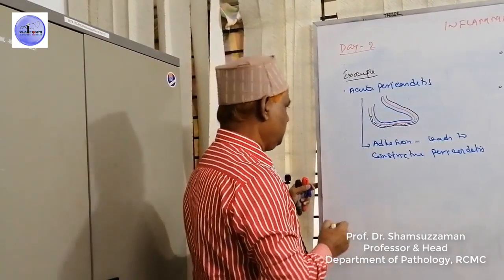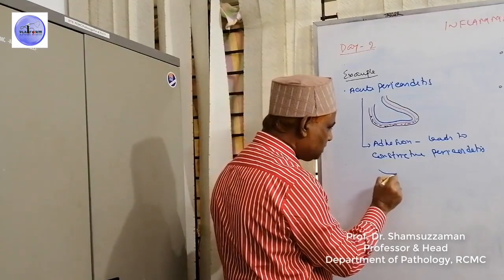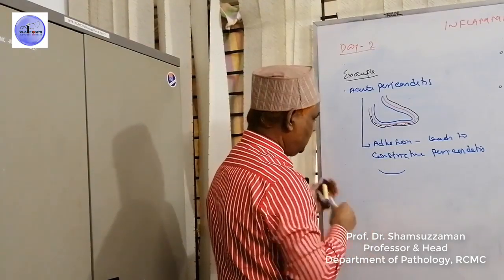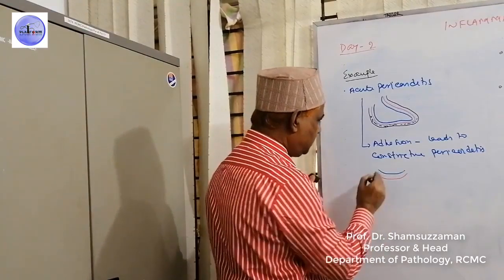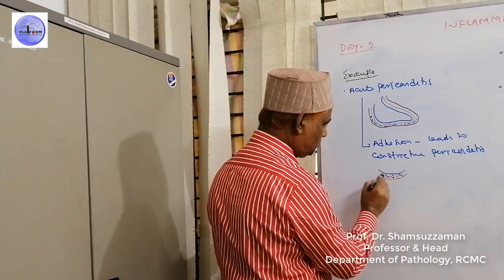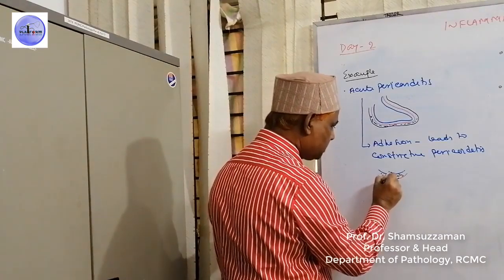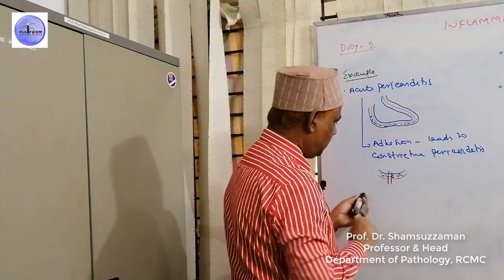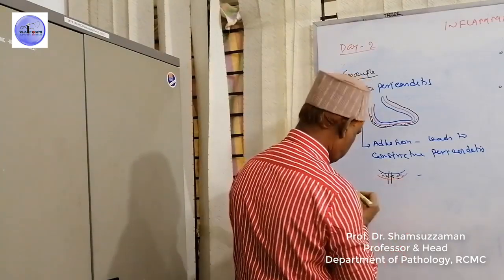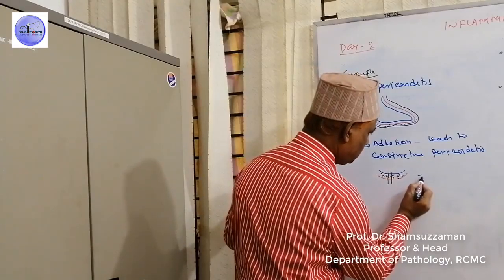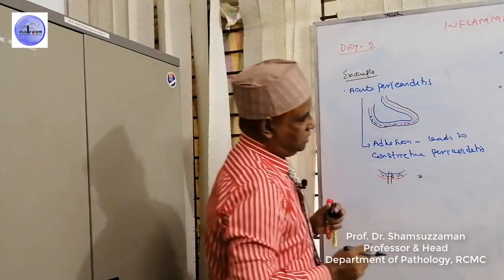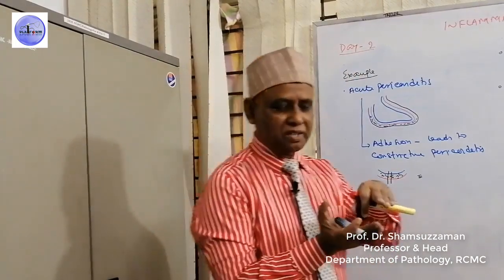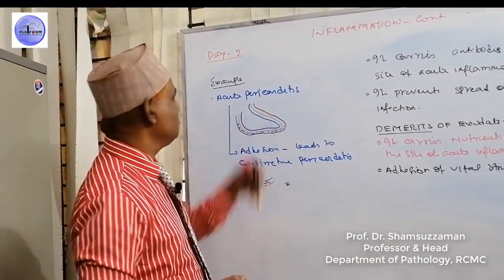So these are demerits of exudates. Dear audience, if this is the visceral pericardium and this is the parietal pericardium, in between the two there is exudates. If we make a slice, it looks like two bread slices. Within the two bread slices there is butter. So it is called bread and butter type of pericarditis.